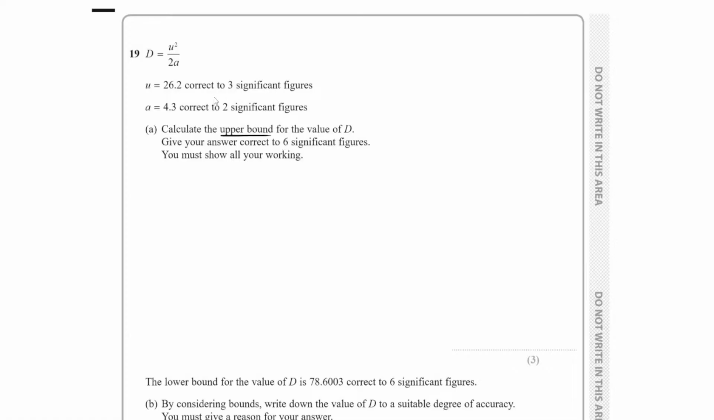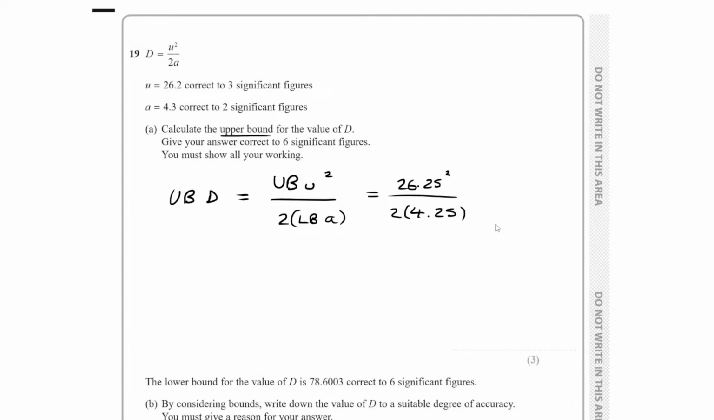So we want the biggest possible answer. So we want the upper bound of d. To get the biggest possible answer when you're dividing, you want the biggest possible numerator, and then you're going to square it, divided by the smallest possible denominator. And obviously you still have to times it by 2, but ideally times the smallest number by 2. So I need the upper bound of u and the lower bound of a. So the upper bound of u would just be 26.25, just chucking a 5 on the end. Don't forget that you are squaring that though, and the denominator I am multiplying by 2. I want the lower bound, so that'd be 4.25.